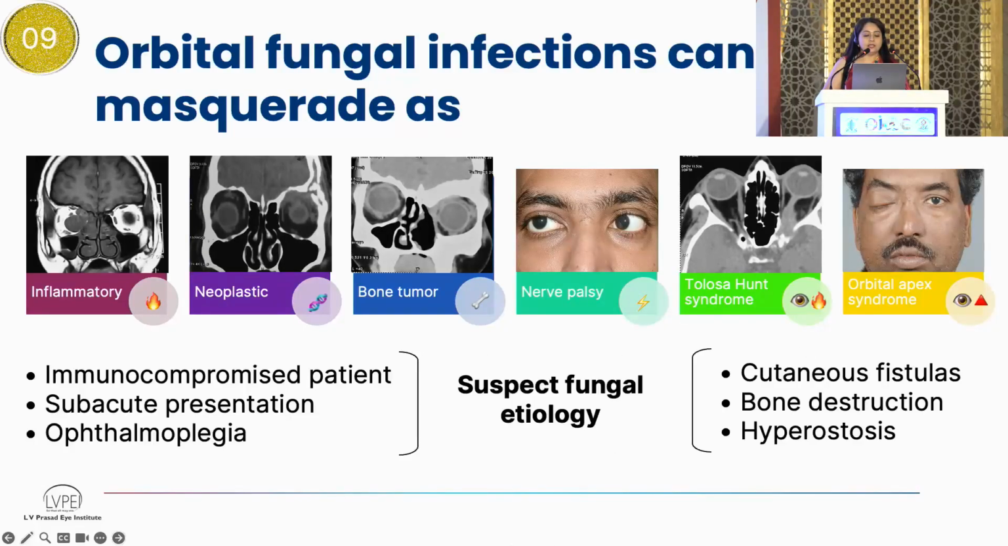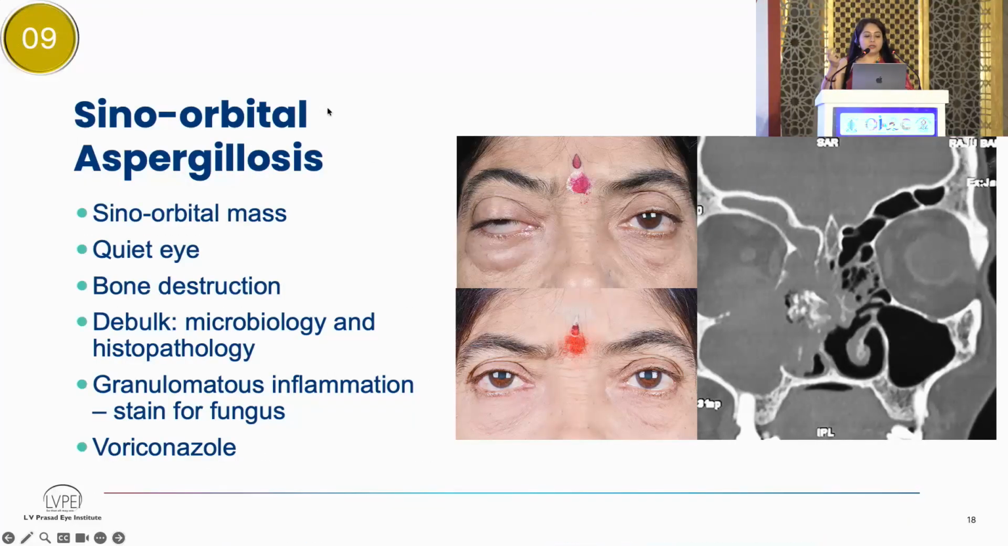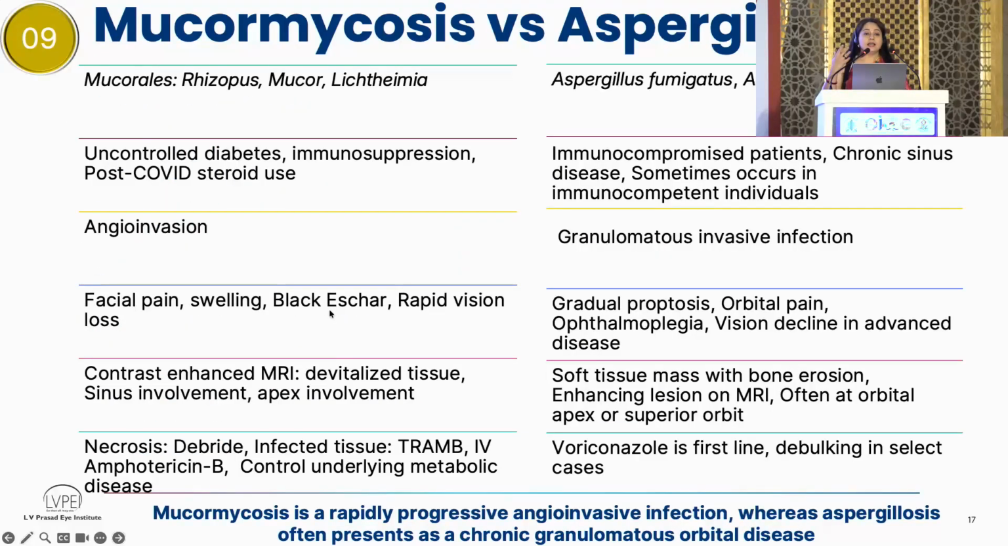So I'll just take you through the two common infections that we see. One is mucor, and the other is aspergillus. Now these are two distinct orbital fungal infections. Mucor is fast and you have to be very, very quick in treating it. It has a biological behavior of angio-invasion. So if infection is in the sinus, by angio-invasion even the brain can get involved without the orbit getting involved in between. Versus that, aspergillus is a little slower and more like a granulomatous inflammation.